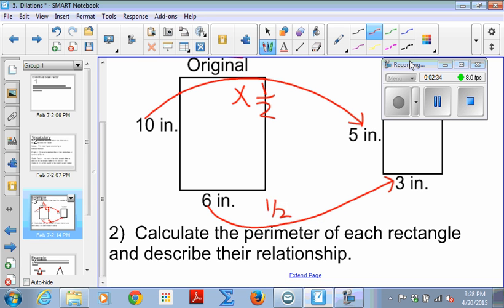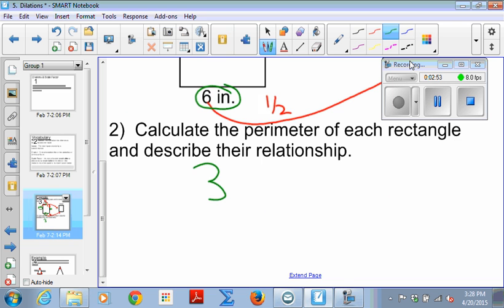We also want to look at what happened with the perimeter. So we would calculate the perimeter of each rectangle and describe the relationship. So the first rectangle is the 10 by 6. Add up all the sides. Remember, we have to include 10 there and 6 there. The original rectangle has a perimeter of 32.